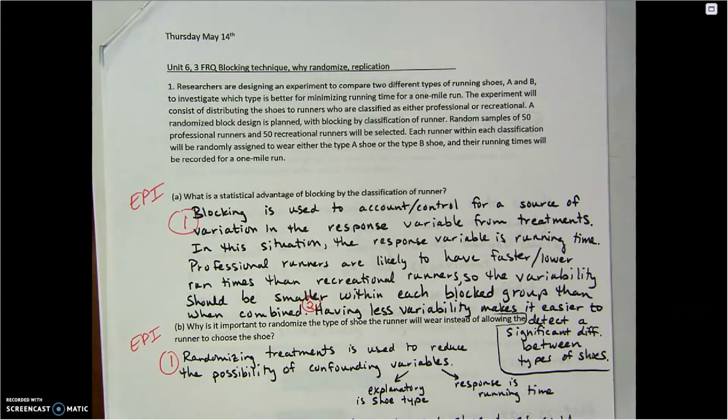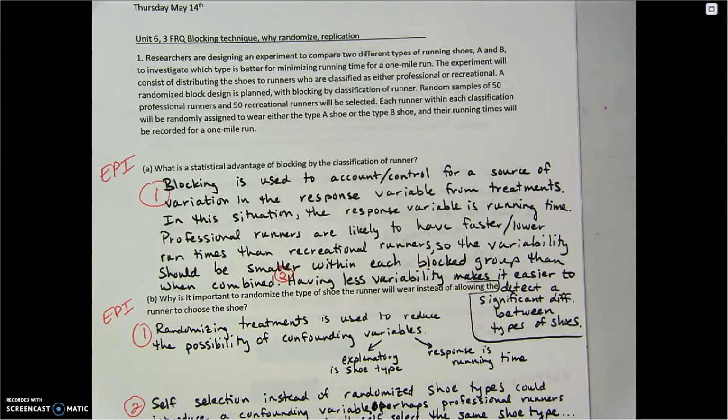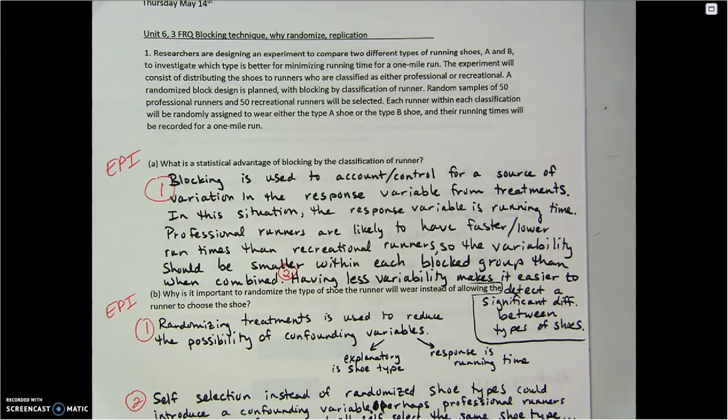Right, here we go. Thursday, May 14th's problem. We're going to be looking at blocking, why we need to randomize, and replication. Researchers are designing an experiment to compare two different types of running shoes, A and B, to investigate which type is better for minimizing running time for a 1-mile run.